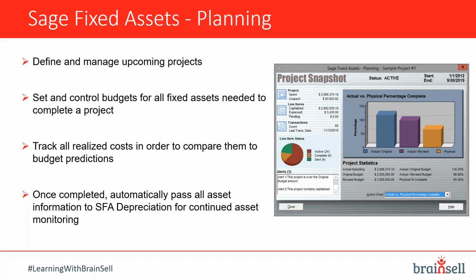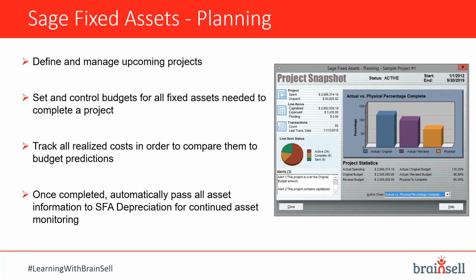Now, in the planning module, if you take a look at the graphic to the right, this is actually a project snapshot that you can have open whenever you go into any particular project you have going. You can see some key information as to what's going on with that project just by taking a quick look at this. You can see at the top left on the project what's spent or unspent of the budget, what's capitalized or what's the expense.